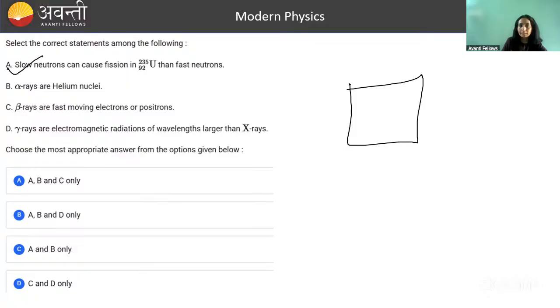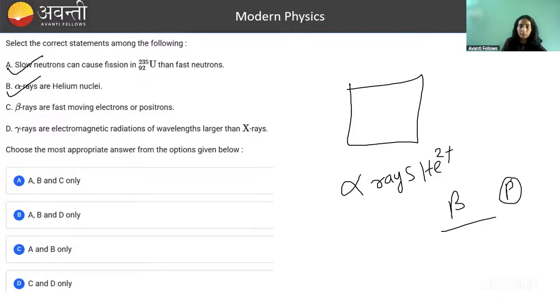So the first is correct. Second, alpha rays are helium nuclei. Yes, alpha rays are He2+. He2+ means helium devoid of two electrons, that is, a helium nucleus. So yes, B is also correct. Beta rays are fast moving electrons or positrons. Yes, in beta decay either we get a proton released, sorry, not proton, a proton cannot get released. In beta decay, we either get an electron emitted or we get a positron emitted.